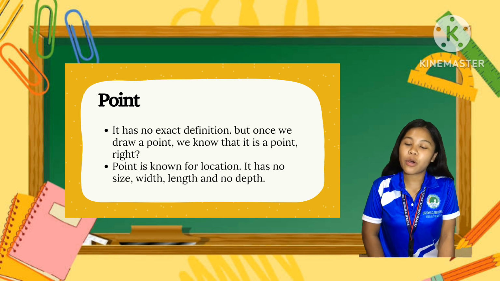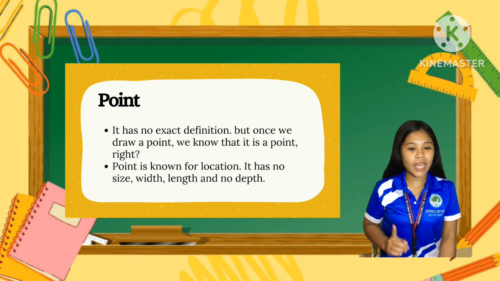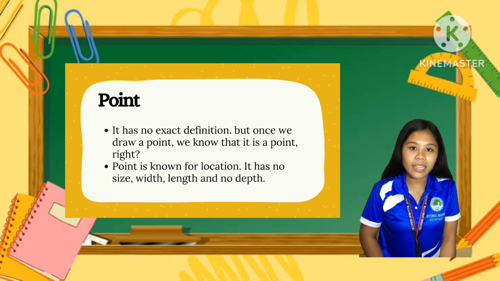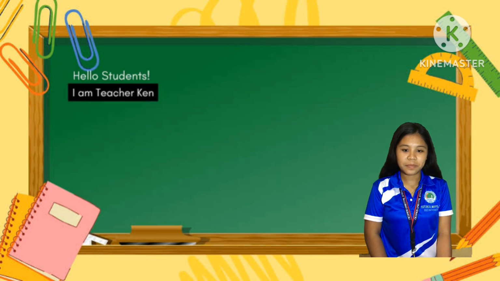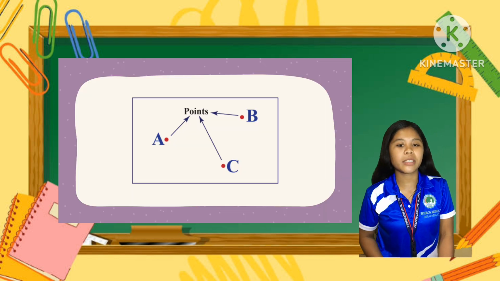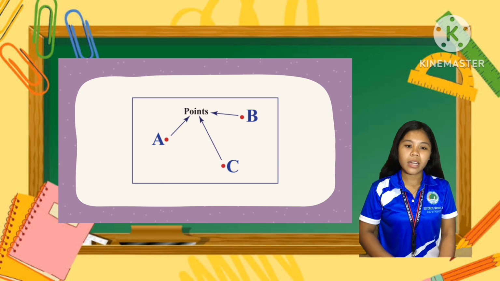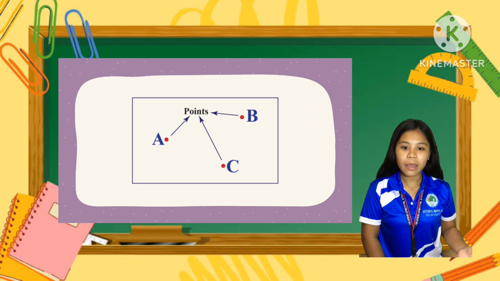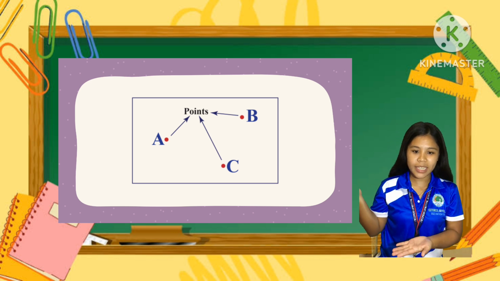Yes, a point is known for location. It has no size, width, length, and no depth. Just like, for example, the illustration. So there are point A, point B, and point C.